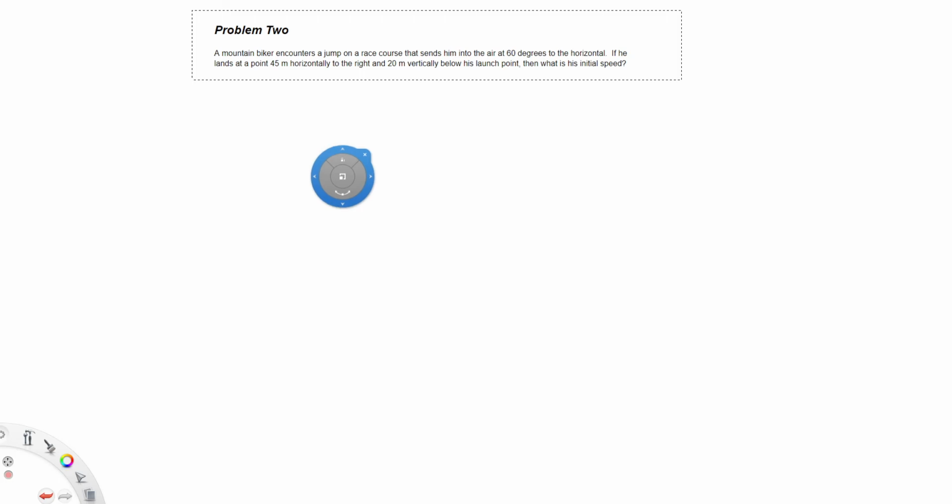All right. Problem number 2. A mountain biker encounters a jump on a race course that sends him into the air at 60 degrees to the horizontal. If he lands at a point 45 meters horizontally to the right and 20 meters vertically below his launch point, what is his initial speed?